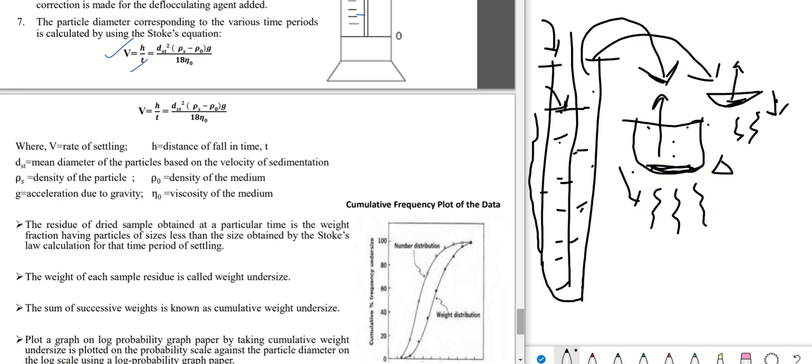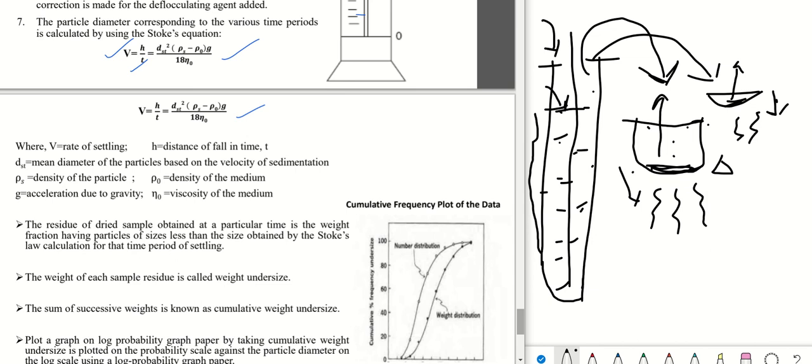Also, by considering this formula, d square into rho s minus rho naught into g by 18 eta, if we recollect our previous suspension and sedimentation volume parameters, how can we make use of this sedimentation technique in determining particle size? From this formula, it is very easy for us to determine it.